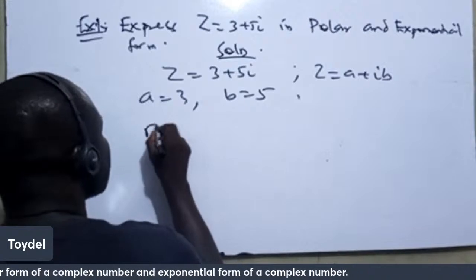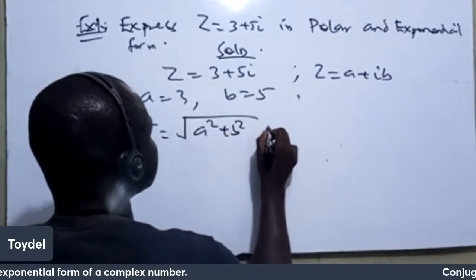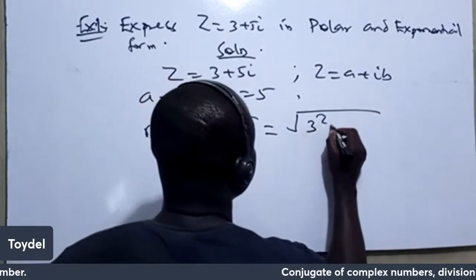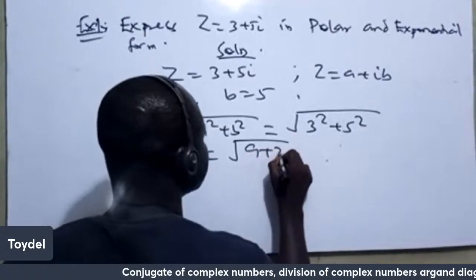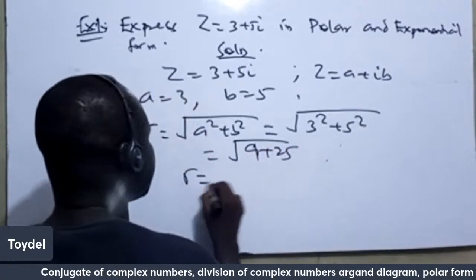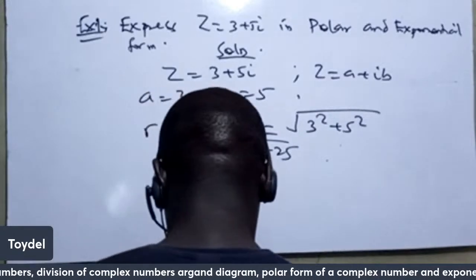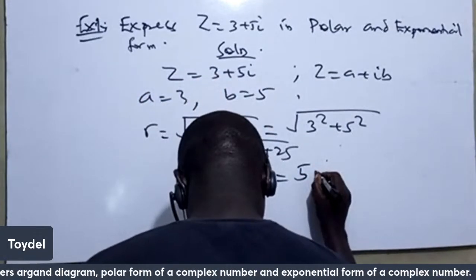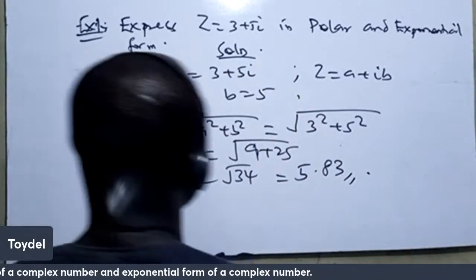So r, which is the modulus, is given as square root of a squared plus b squared, and that will give us square root of, in this case now a is 3, we have 3 squared plus 5 squared. Then this will equal square root of 9 plus 25, then r will give us square root of 34. If we find the square root of 34, we are going to have it to be 5.83. So this is the modulus of the question.